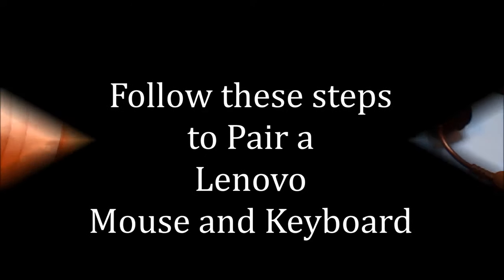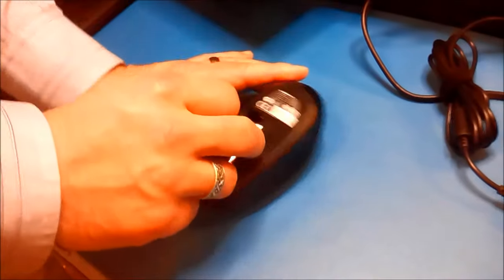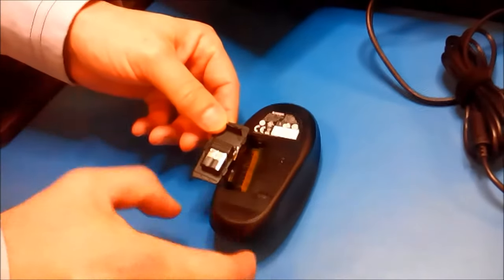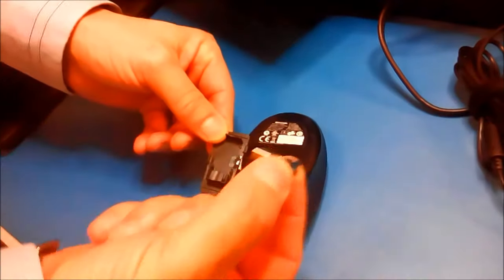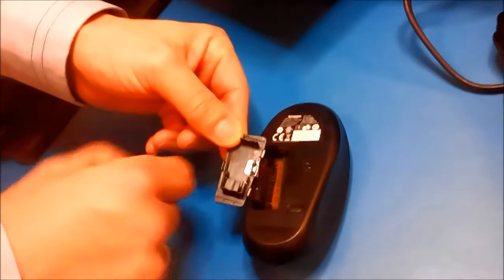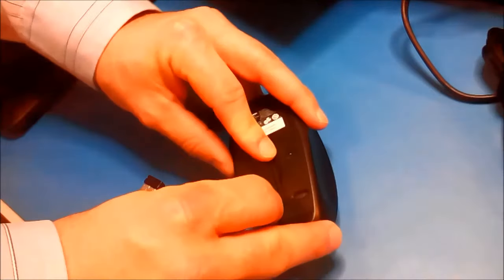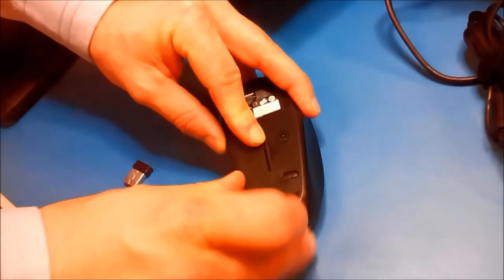Hey there. In this video, I want to show you how you can quickly pair a Lenovo keyboard and mouse with your IDEA system. First, you're going to open up your mouse, and inside you'll find a dongle. Take that out, add a battery in, and then close the compartment door for your mouse.